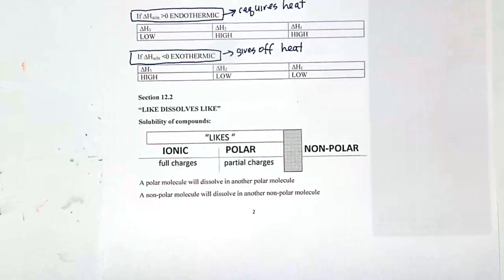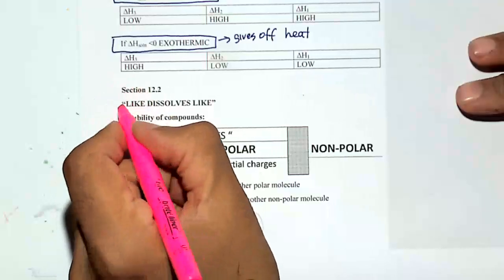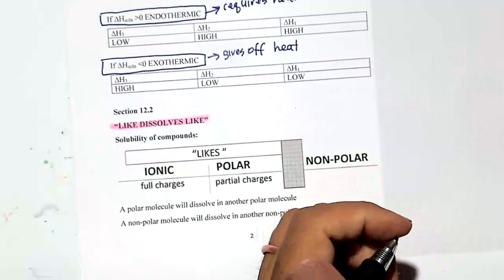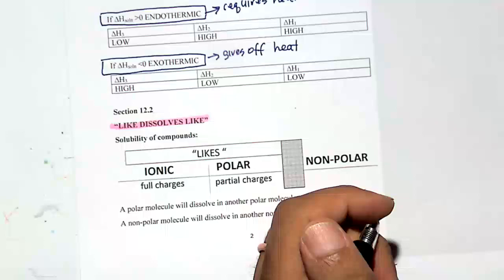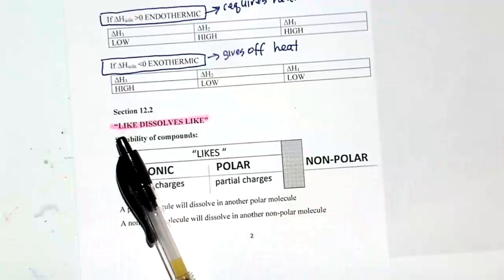Now let's move on to another topic here, and that is like dissolves like. You know what like dissolves like means? It means a polar molecule is miscible with a polar molecule, and a nonpolar molecule is miscible with a nonpolar molecule. This is like dissolves like. So on the exam, we want to know what can dissolve into what.